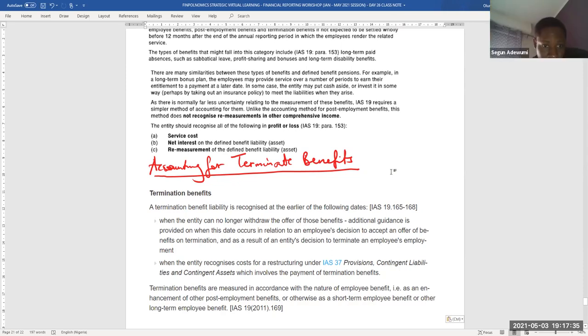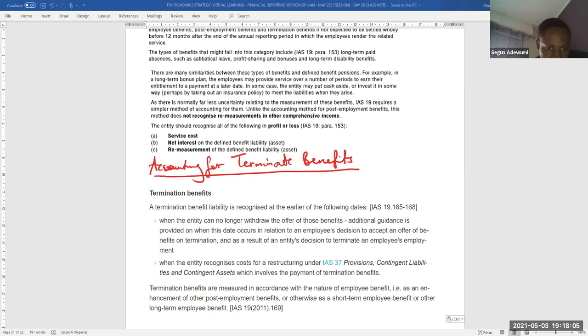Okay, I'll read, sir. Termination benefit. A termination benefit liability is recognized at the earlier of the following dates. One, when the entity can no longer withdraw the offer of those benefits. Additional guidance is provided on when the dates occur in relation to an employee's decision to accept an offer of benefits on termination, and as a result of an entity's decision to terminate an employee's employment.